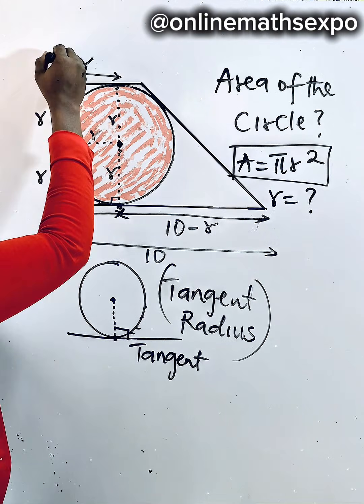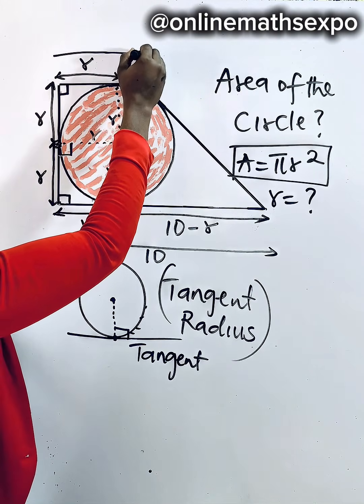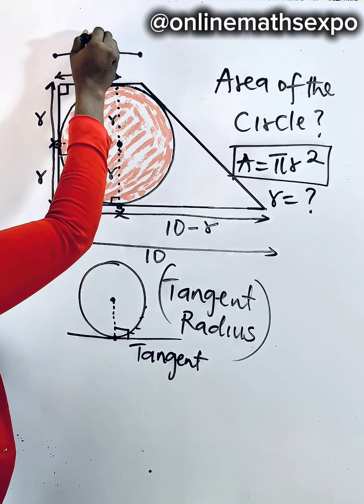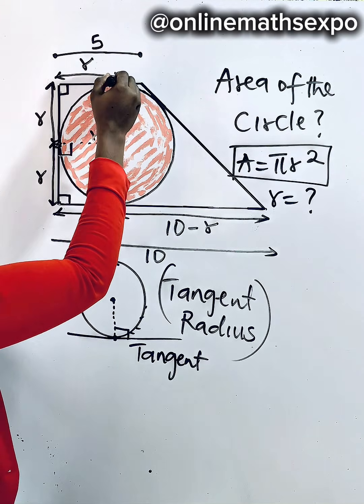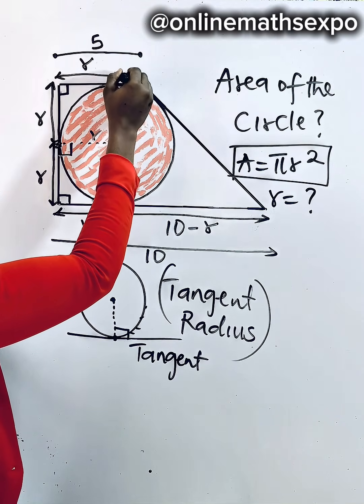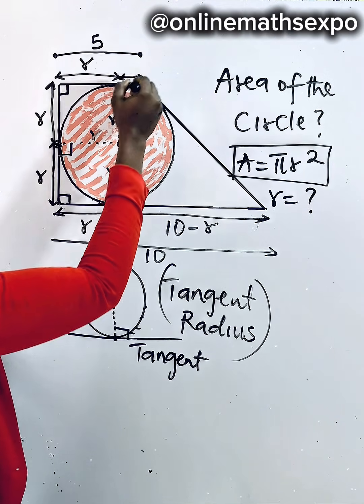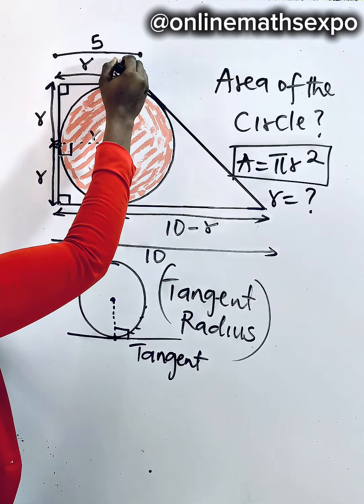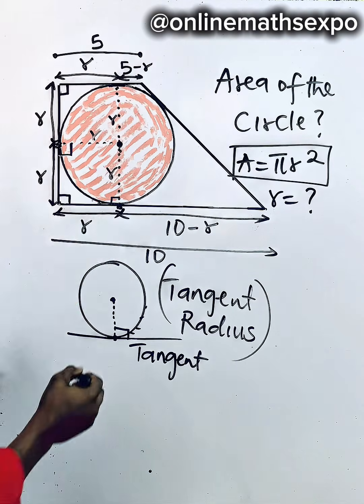And remember, the total length is 5. So it means that from this end to this is 5 units. And if from here to here is r, the remaining tiny length is going to be 5 minus r.